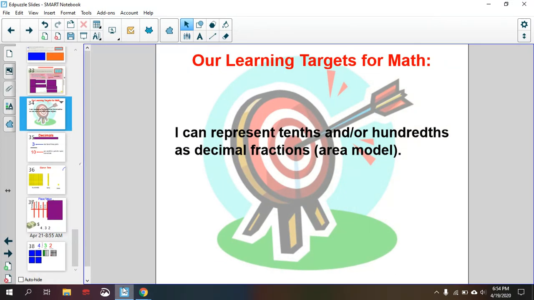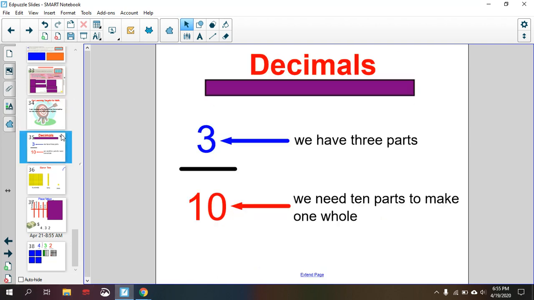All right, so our learning target for tonight is I can represent tenths and or hundredths as decimal fractions, and we're going to be using an area model to help us. So really what we're going to be focusing on tonight are what are decimals, and then what makes up a decimal number. For example, like your wholes, your tenths, and your hundredths. Okay, so before we really get to that, though, we got to really kind of understand what decimals are.